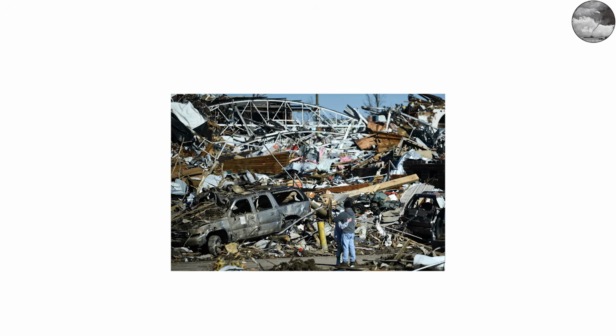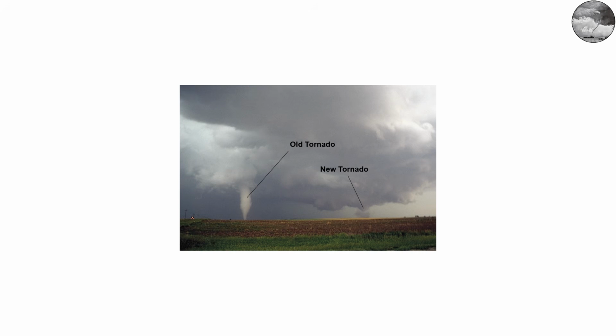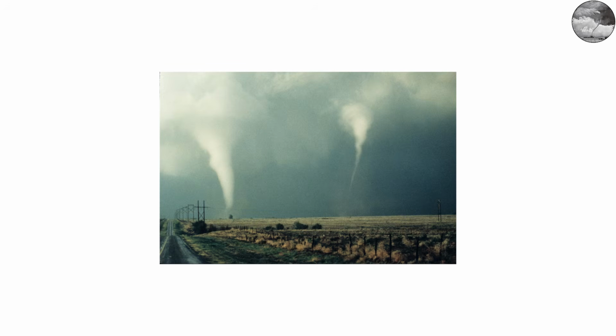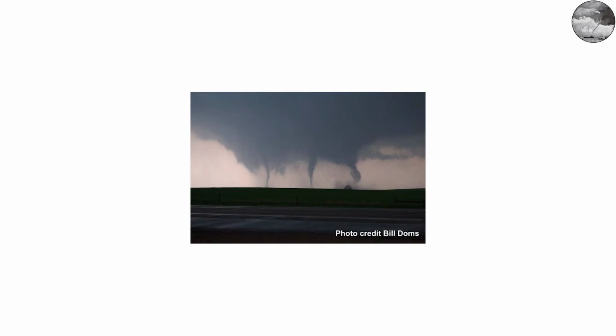Even as it fades, a dying tornado remains dangerous. Winds can still exceed hurricane strength, and new circulations may form nearby. Some supercells produce tornado families, multiple funnels forming one after another along the same storm path.